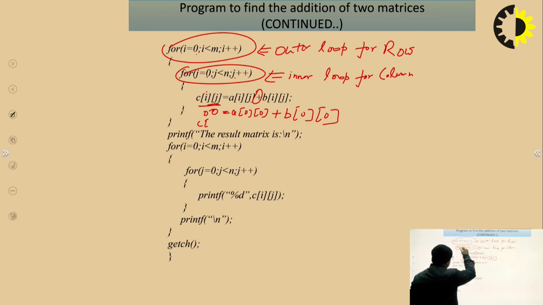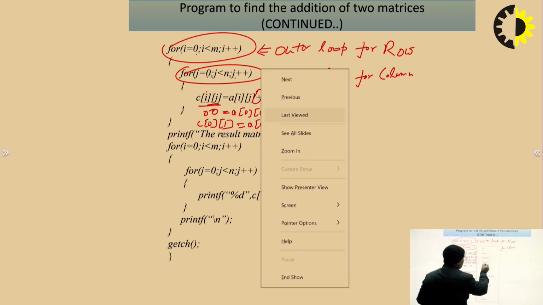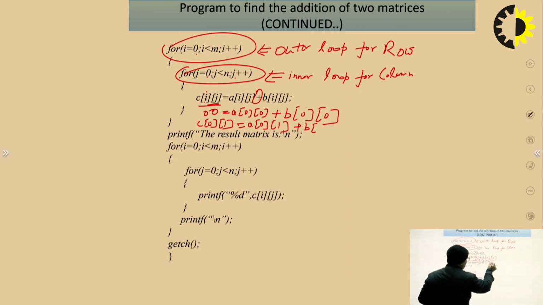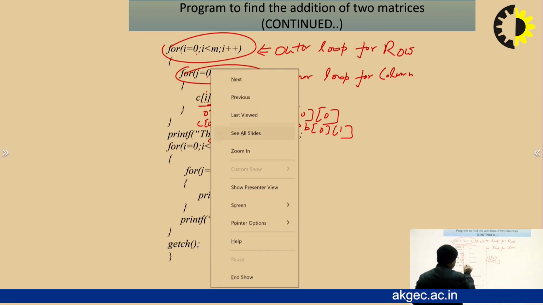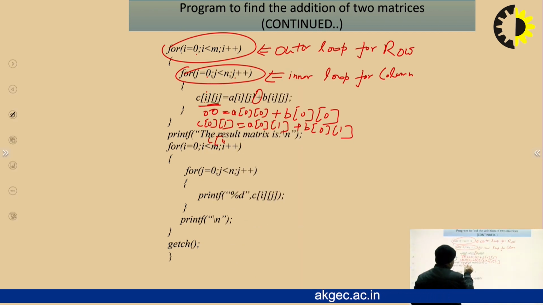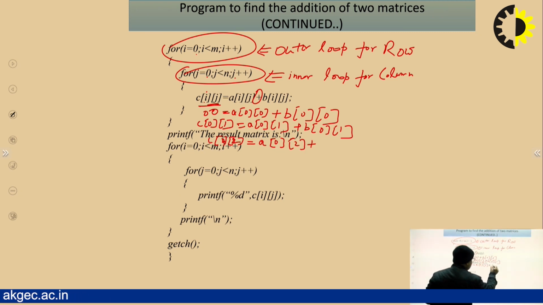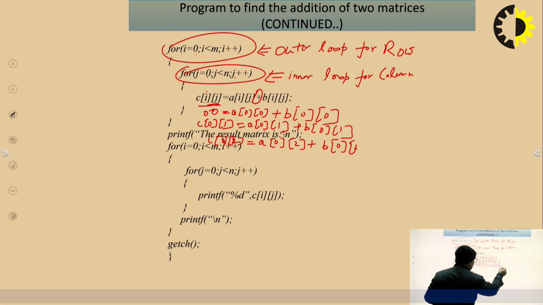Next iteration within this loop, i is fixed at 0 because we still have j to get traversed, right? So 0 and 1. The value of j is 1 now. And then A[0][1], the value of j is incremented, right? Plus B[0][1]. And for the third time, again C[0][2], sorry, because the value of j is now 2, A[0][2] plus B[0][2].